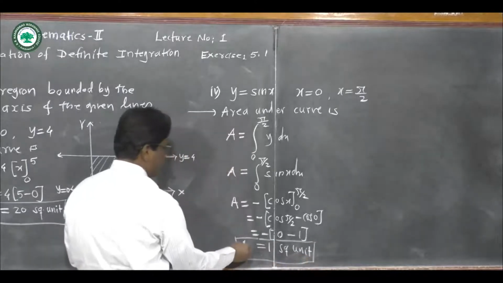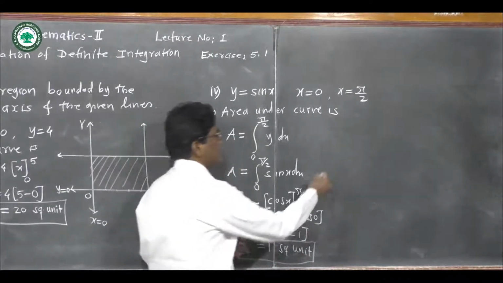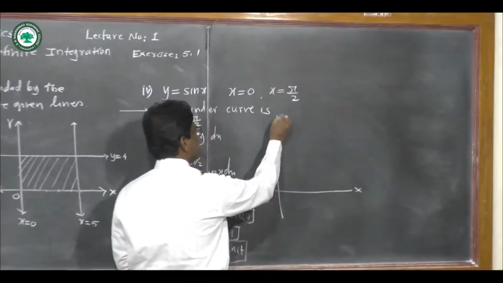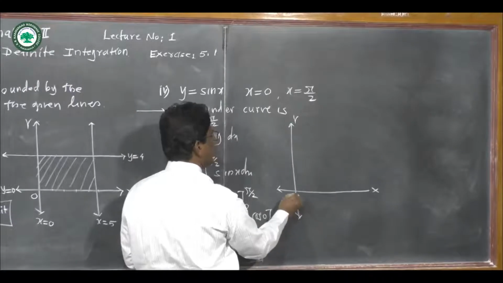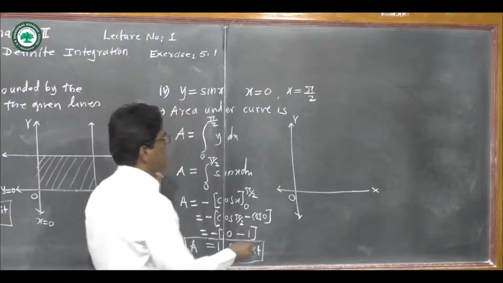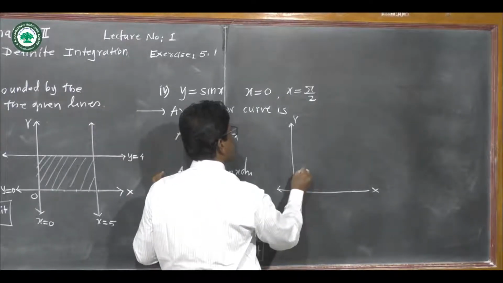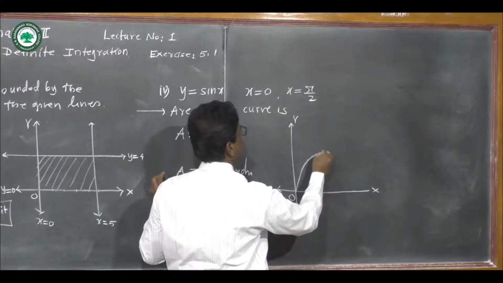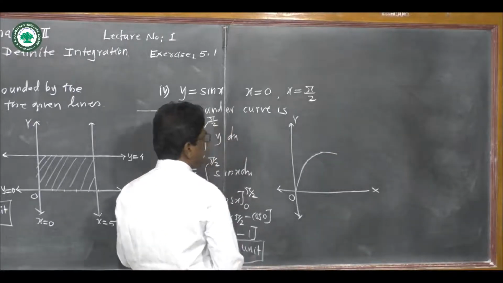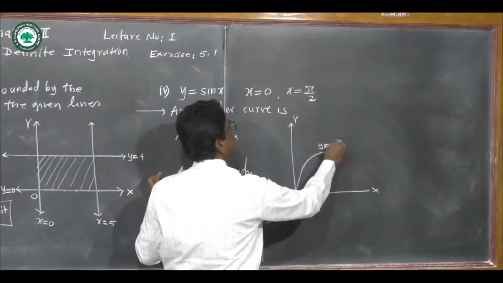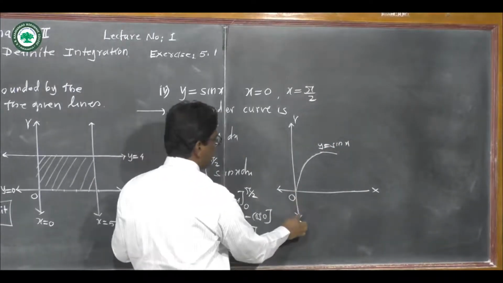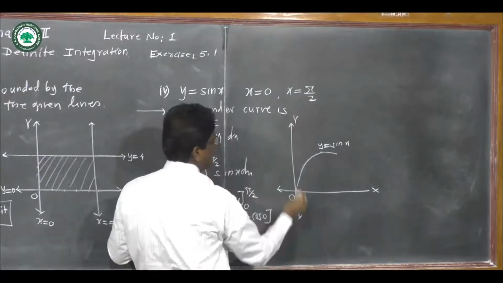Now if we want to draw the figure, suppose these are the coordinate axes, x-axis and y-axis, intersecting at point O, that is the origin. Now y is equal to sin x. We know the curve of sin x is like this. Now the curve y is equal to sin x, x is equal to 0 and x is equal to pi by 2.